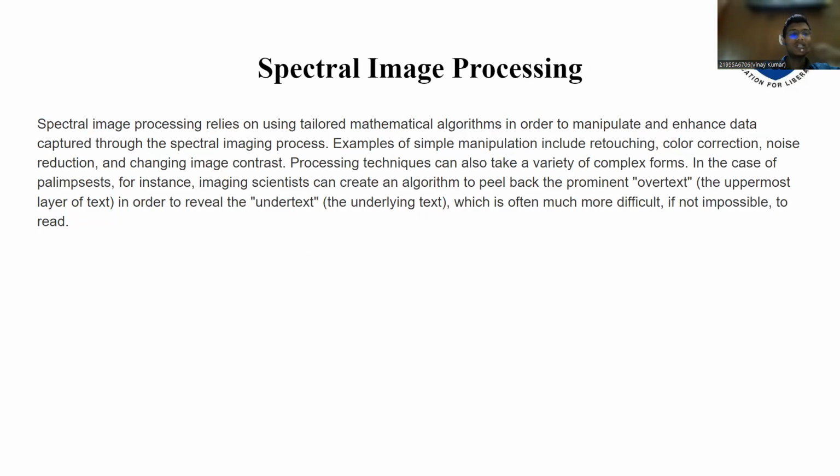Spectral image processing. Spectral image processing relies on using tailored mathematical algorithms in order to manipulate and enhance data captured through the spectral imaging process. Examples of simple manipulation include retouching, color correction, noise reduction, and changing image contrast. Processing techniques can also take a variety of complex forms. In the case of palimpsests, for instance, imaging scientists can create an algorithm to peel back the prominent overtext, the uppermost layer of text, in order to reveal the undertext, the underlying text, which is often much more difficult, if not impossible, to read.